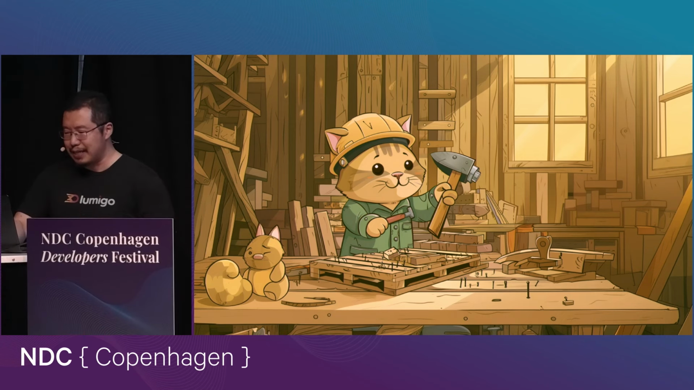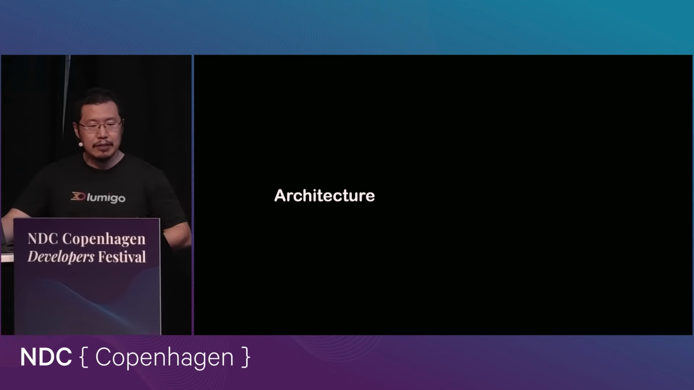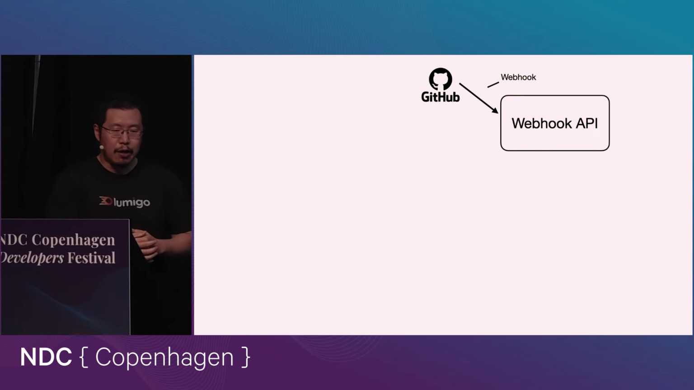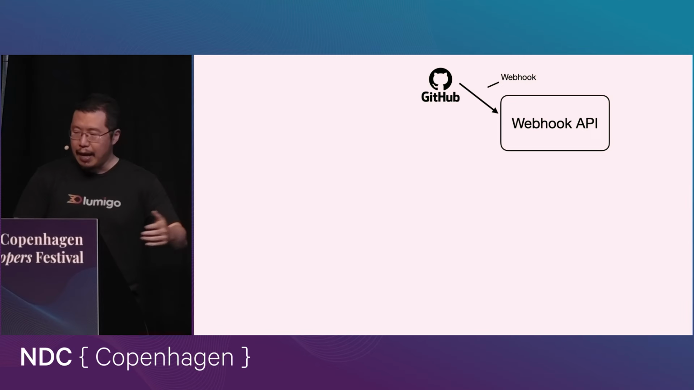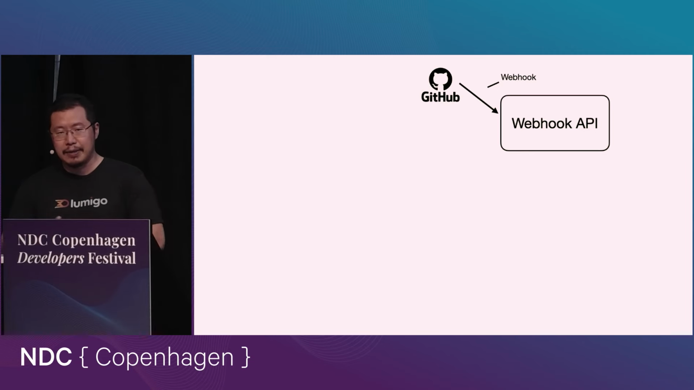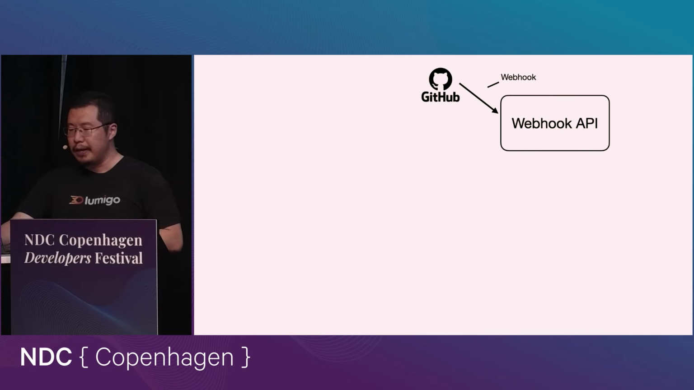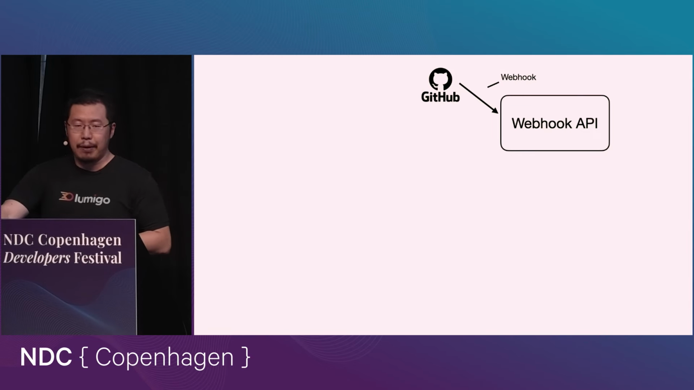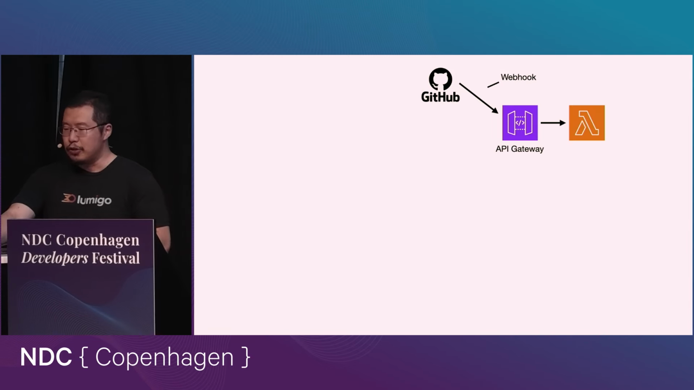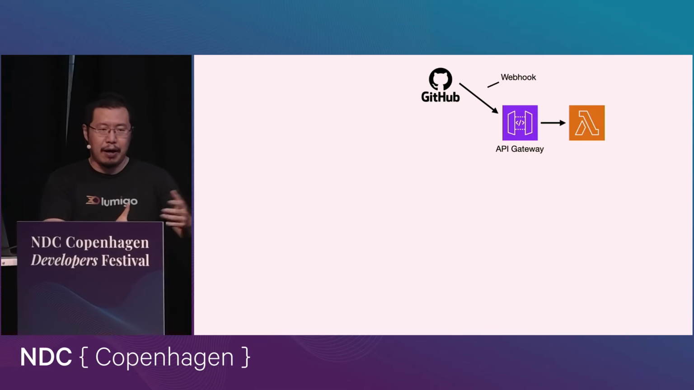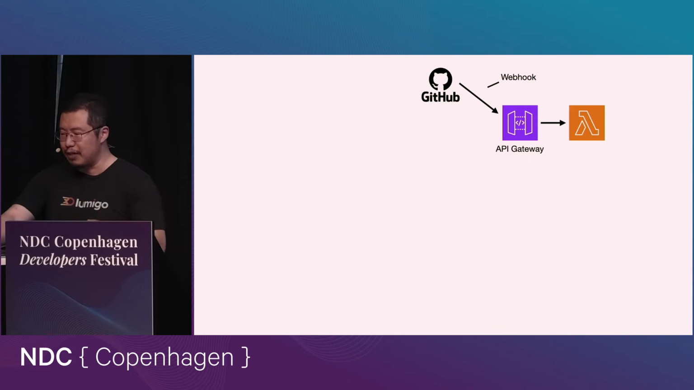So quickly about the architecture. The whole thing is tied around the webhook, so that when you create a new pull request, we get a webhook from GitHub. And so we have a webhook API that handles that. A lot of the AI stuff is happening over there. Behind the scenes, this webhook API is running on AWS using API Gateway and Lambda, which just gives you a REST API, and you can run your serverless functions there.